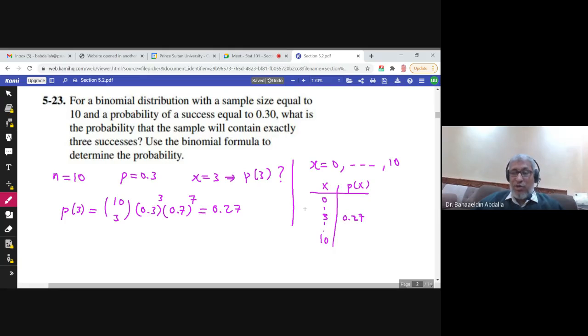You can use the binomial formula to find the probability of each of these values, and the sum of all probabilities at the end should be 1. So this is called the probability distribution of this experiment. Here he did not ask about it. He only asked about the probability that the sample will contain exactly 3 successes.